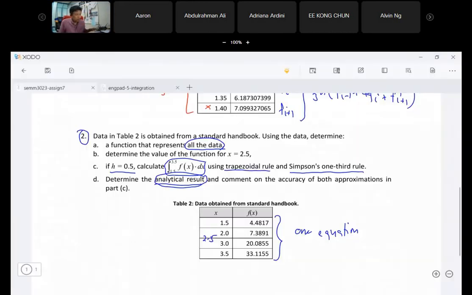Okay, let me open a new Excel. And let's plot the points. Okay, good. All right, so these are the data points. And let's plot this point here.